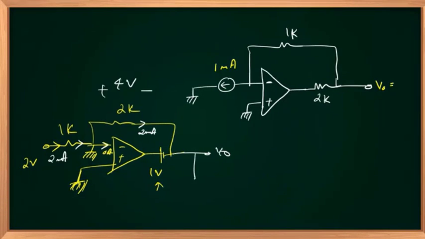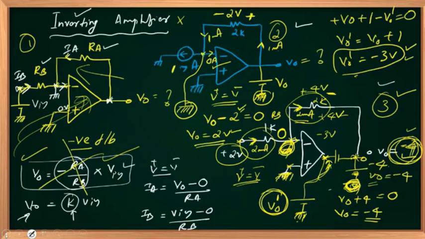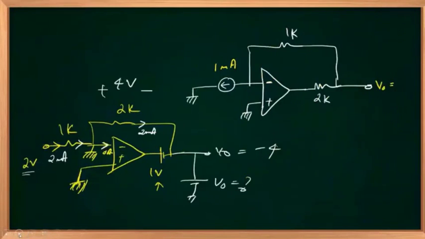You are asked to identify the out. Blindly, you can write it as minus 4 because minus 2 divided by 1, that is 2 multiplied by V in, minus RF by RA multiplied by V in. RF by RA is 2, V in is 2, minus 2 into 2, minus 4. Right? Or the other way, that may not be true always. You cannot apply that formula always.